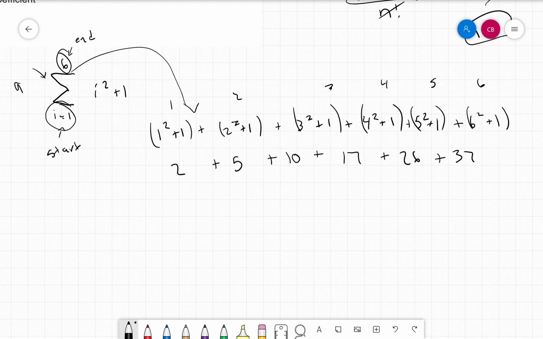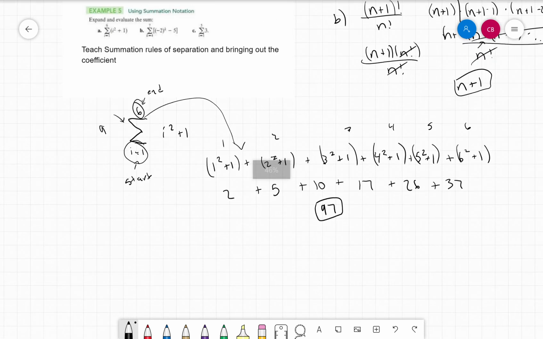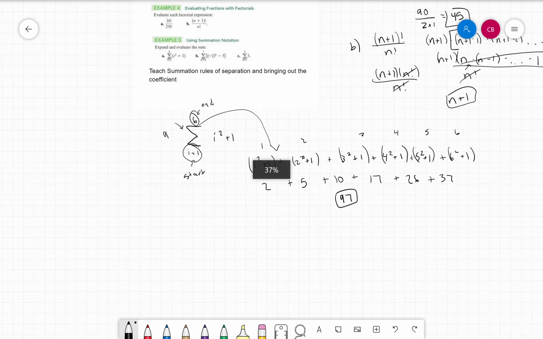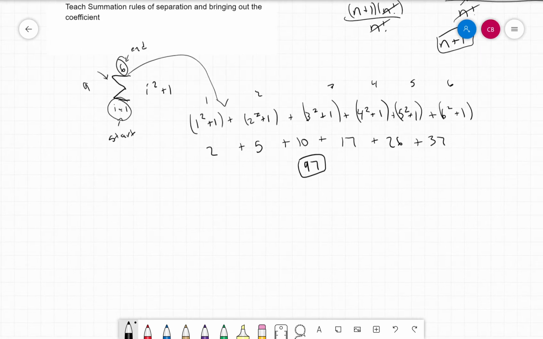If we add all this together, 37, 26, 17, 10, 5, 2, we get a total of 97. So the sum of this is 97. Okay, that one's done. It's pretty straightforward. It's not particularly difficult.